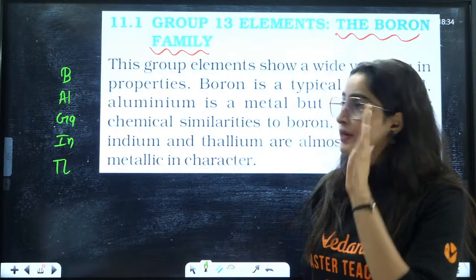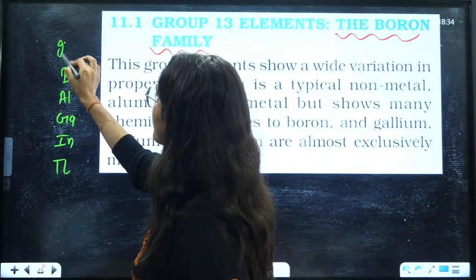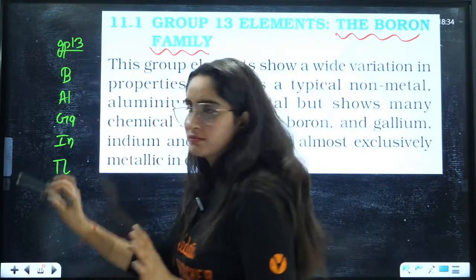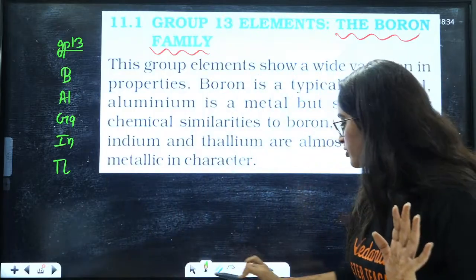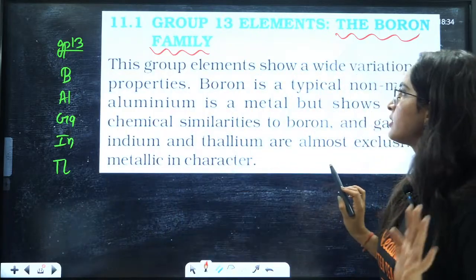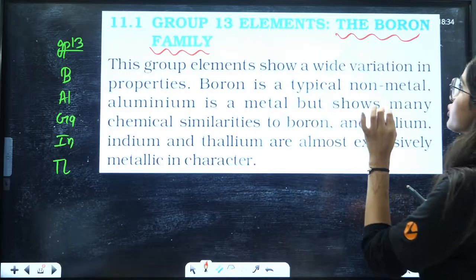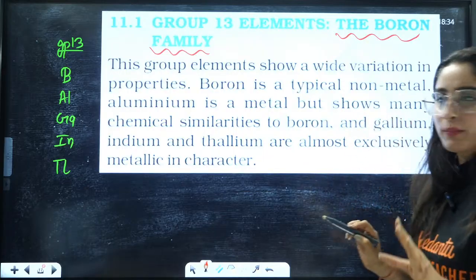Right, this is group number 13. Firstly, though, you need to remember the elements, then we will talk about the other things. This group's elements show a wide variation in properties.